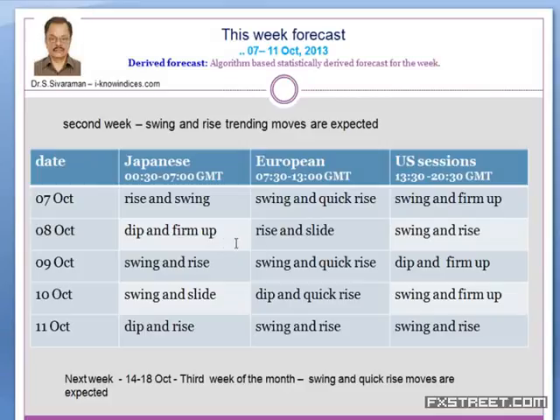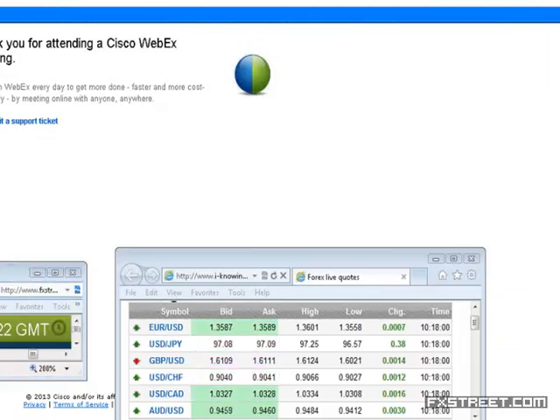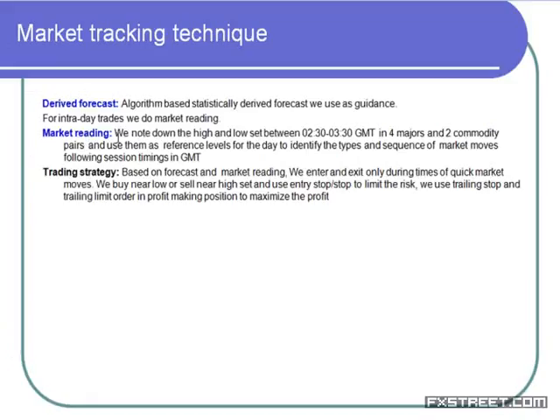This is the forecast I gave on the 7th. You find the dip, rise and slide, a small dip, they have done it and then subsequently swing, and they are expected to swing and rise. So this is the forecast we follow. Followed by that, we do the market reading.